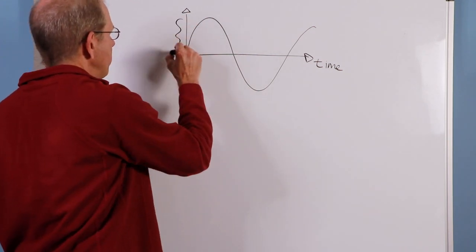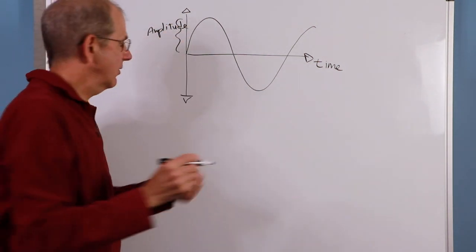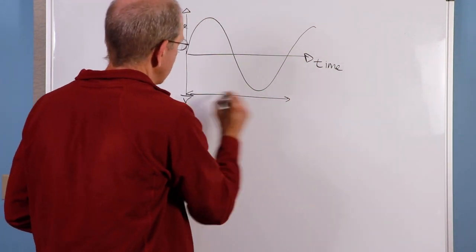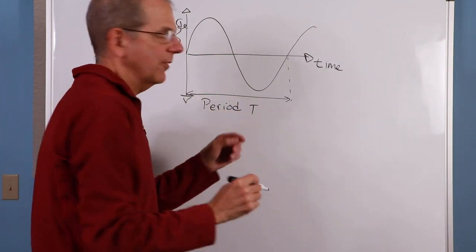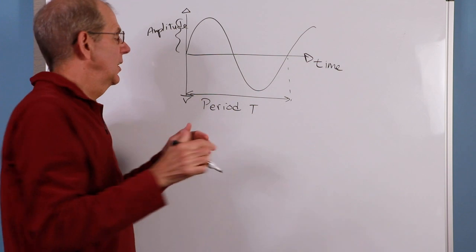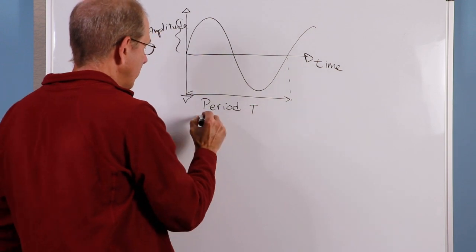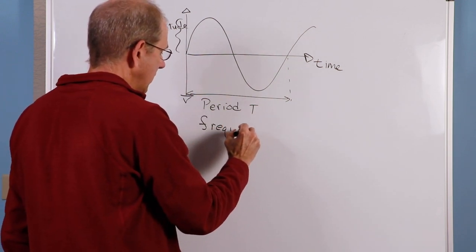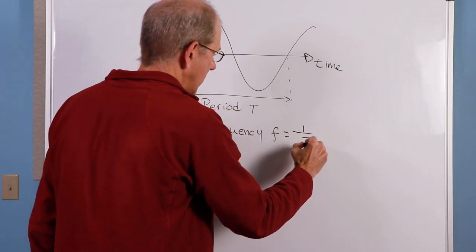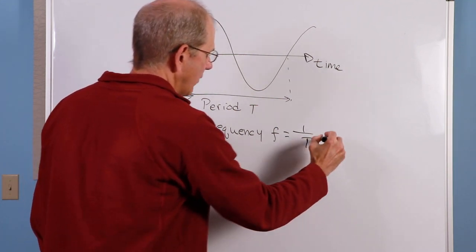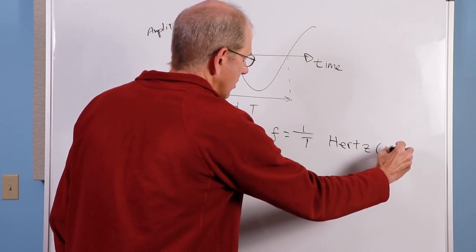We care about the amplitude. That's going to correlate, as we shall see, with loudness. And we care about the time it takes for this thing to repeat itself. We call that the period, T. And since the things that we can hear as humans repeat very rapidly compared to a second, we typically use frequency instead. And frequency F is basically the reciprocal of period. It's 1 over T. And that has units of hertz, named after Heinrich Hertz, abbreviated Hz.